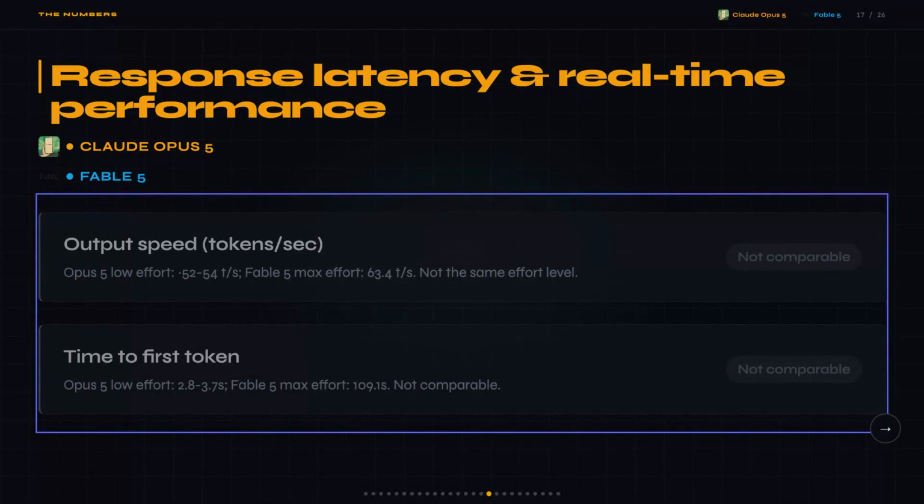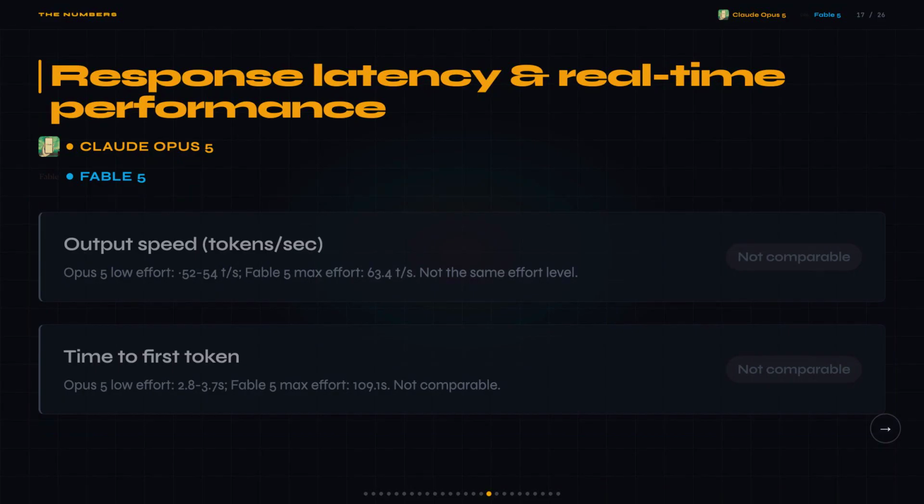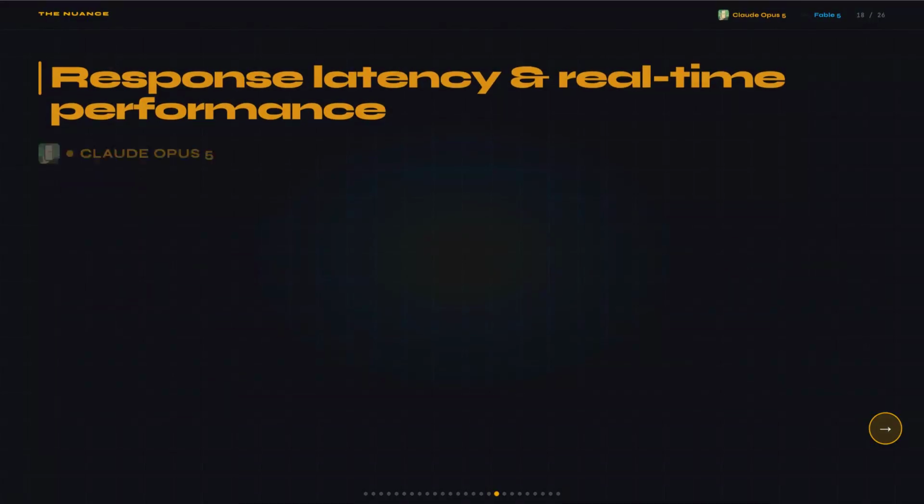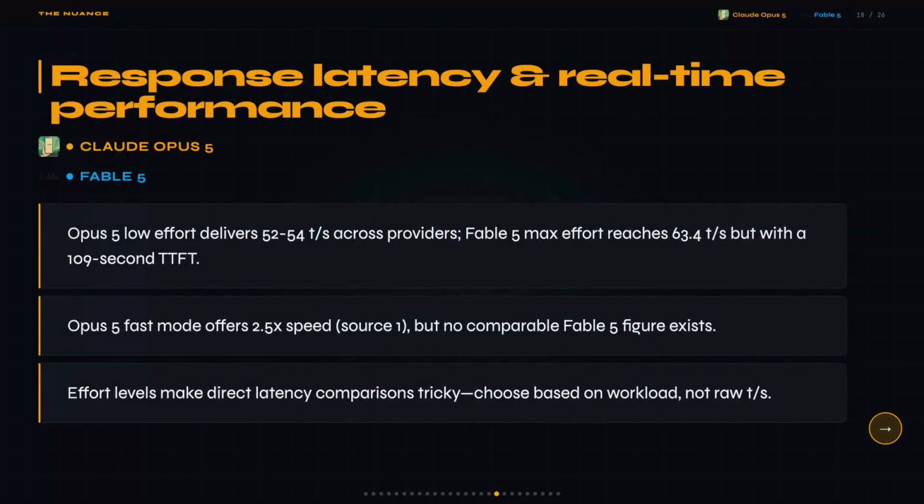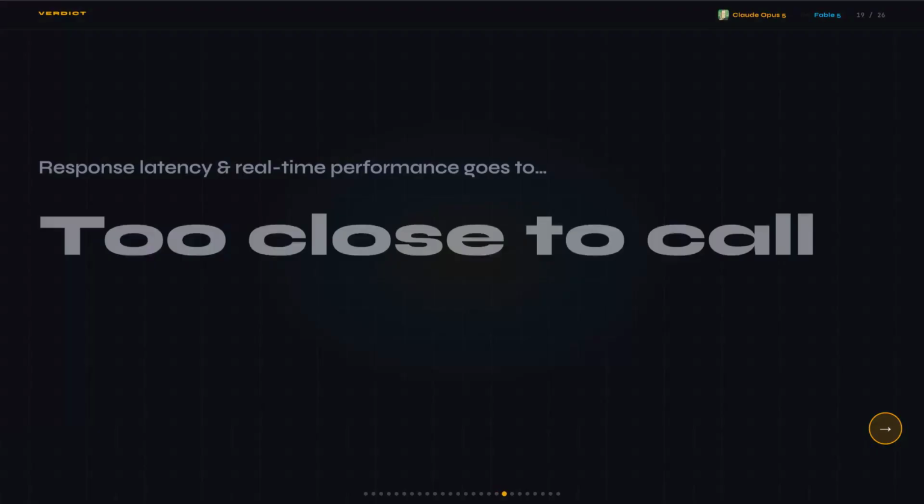Opus 5 at low effort runs 52 to 54 tokens per second with a time to first token of 2.8 to 3.7 seconds. But Fable 5 at max effort hits 63.4 tokens per second with a 109-second first token wait. Since these aren't the same effort level, I can't call a winner from raw numbers. This is kind of a black box situation because effort levels change everything here. Opus 5 has a fast mode that gives you 2.5 times speed, but there's no matching Fable 5 figure to compare it to. So which model feels faster depends entirely on what effort setting you're actually running in your workflow.